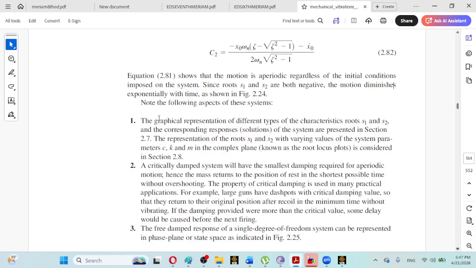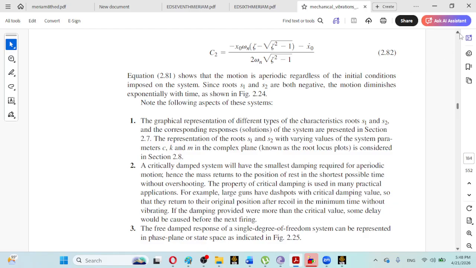Three conclusions are shown here. Leave out the first conclusion. The second conclusion is important for you to understand: a critically damped system will have the smallest damping required for aperiodic motion.